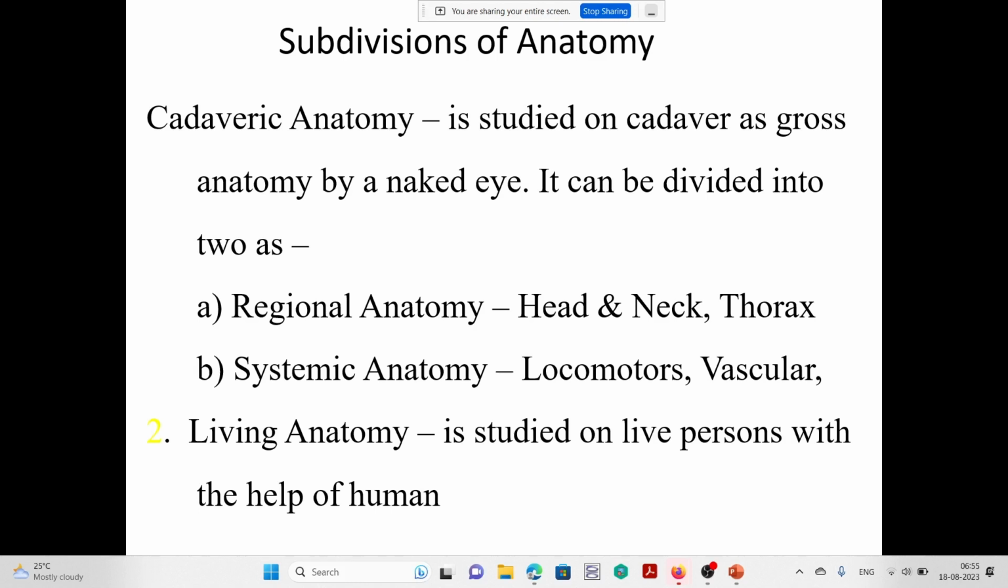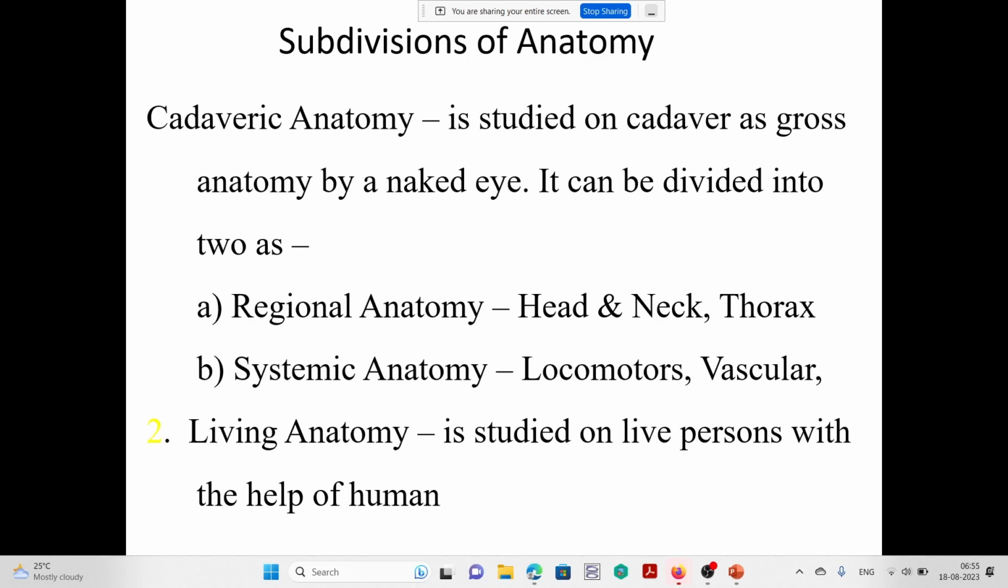And also you can take, for example, the enlargement, the size. If you know the perfect normal size of the liver, then you are only able to identify the enlargement of the spleen, enlargement of the heart, like that.